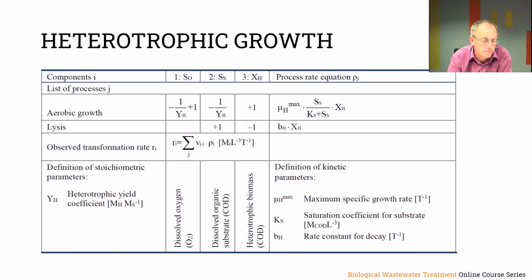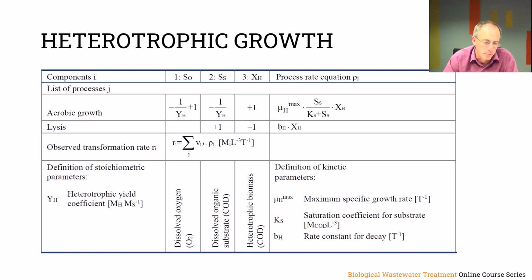For both processes, we can define a rate. For the growth, it's just the maximum growth rate times the affinity of substrate times the biomass concentration, assuming here that oxygen will always be available in sufficient amounts. And the lysis process is just a kind of first order process. The biomass falls apart with a certain chance, called the rate constant for decay.